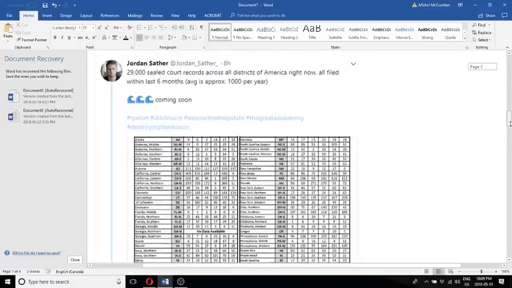Now, I thought this was interesting. Grabbed this off of someone's Facebook, and I do find this person interesting if you want to follow them. Jordan Sather has some very interesting posts from time to time, but he said 29,000 sealed court records across all districts of America right now, all filed within the last 6 months. Average is approximately 1,000 per year. So all of you people that are saying nothing's happening. Yeah, it is. We don't see it. We're not seeing it. But it's happening. 29,000 in the last 6 months. Wow. I'll say it backwards. Wow. So the average is 1,000 per year. So I'd say that's up substantially.